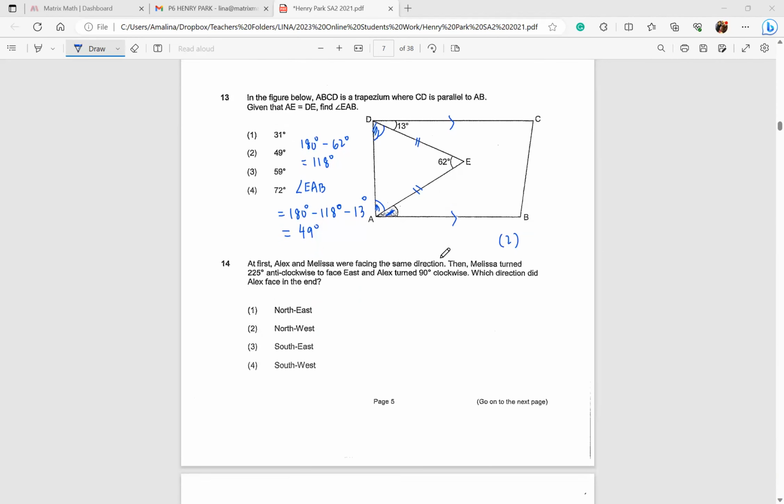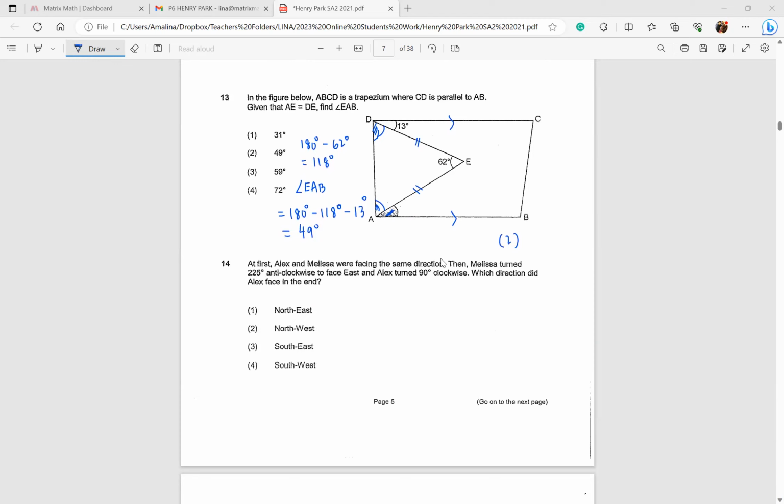Okay, now question 14. At first, Alex and Melissa were facing the same direction. Then Melissa turned 225 degrees anti-clockwise to face east, and Alex turned 90 degrees clockwise. So which direction did Alex face in the end?